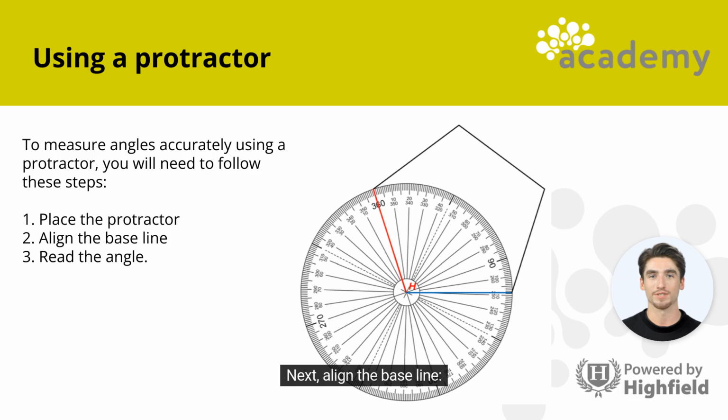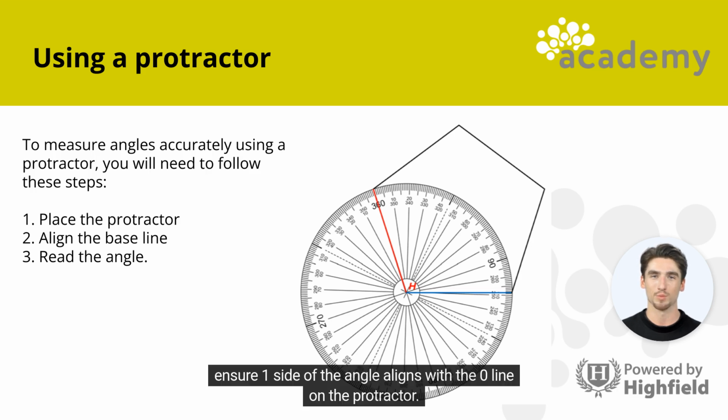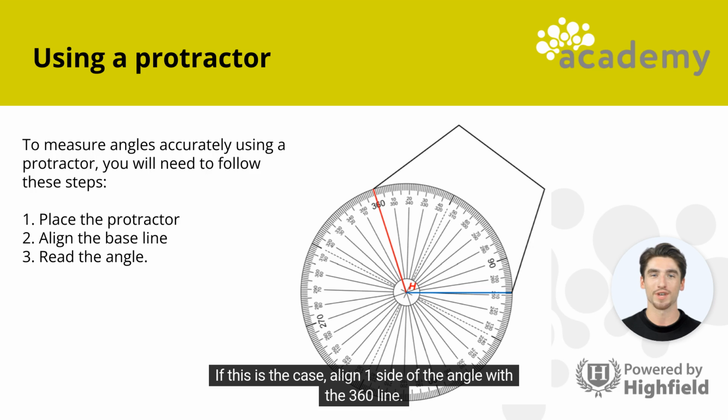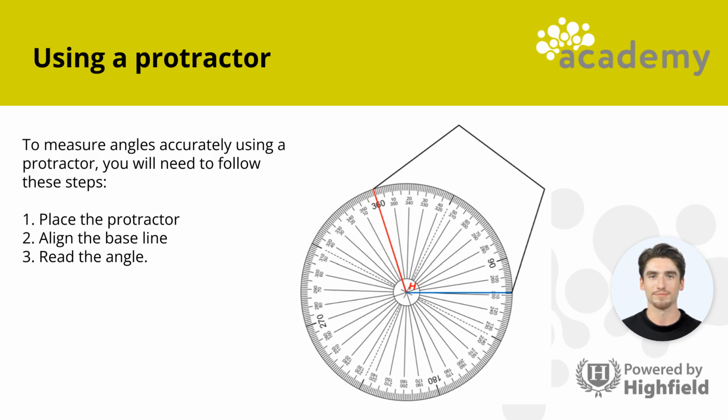Next, align the base line. Ensure one side of the angle aligns with the 0 line on the protractor. Some protractors will not show a 0. Instead, they will show 360 degrees. If this is the case, align one side of the angle with the 360 line. This is shown using a red line in the diagram.